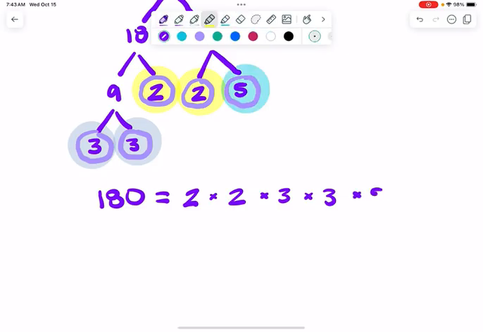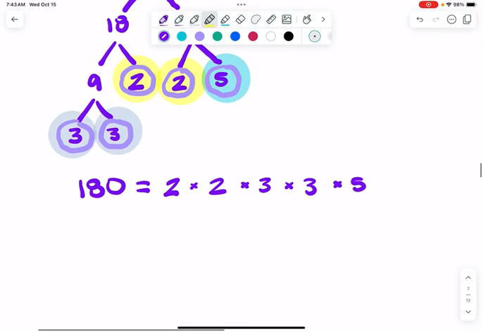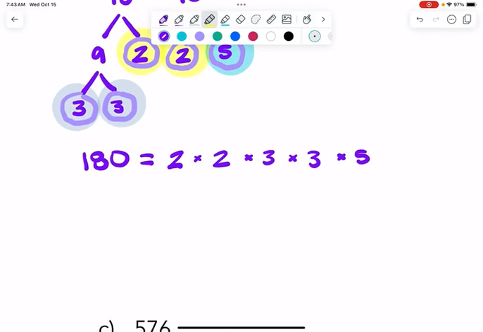So I am just writing this out as a multiplication statement, but specifically in the order of smallest factors first, and I'm writing it all multiplying together. And if I did do that multiplication, I would, in fact, get 180 as the answer. Okay? And if you don't believe me, you can try it, but it is true. Now, this is still not an exponential form because I don't see any exponents up in here.